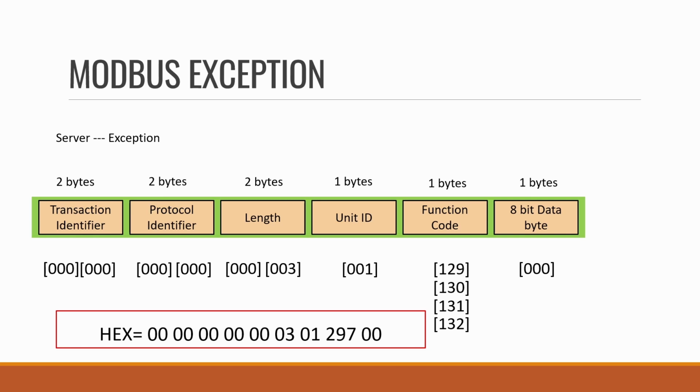This is useful because if you find these function codes, you can understand that the addresses are not matching between the Modbus query and the Modbus response.